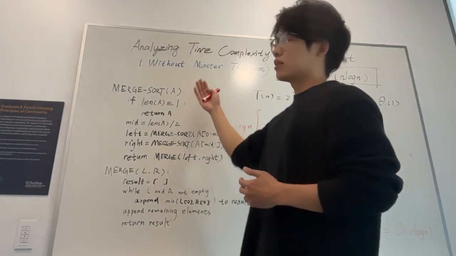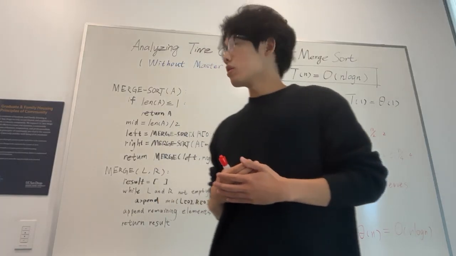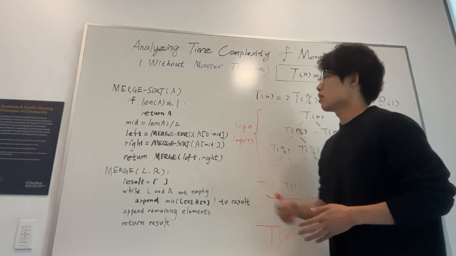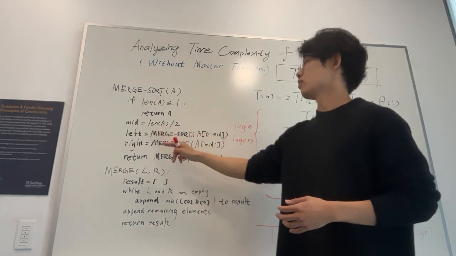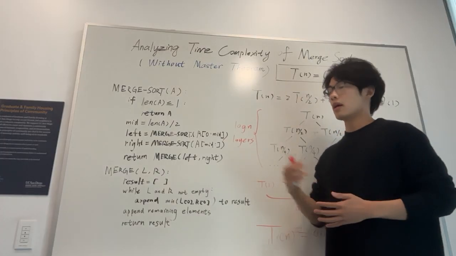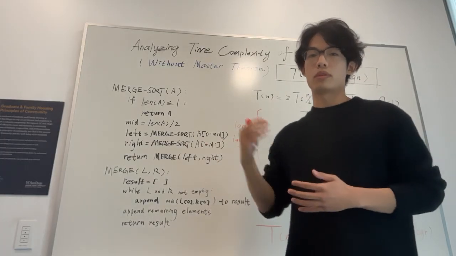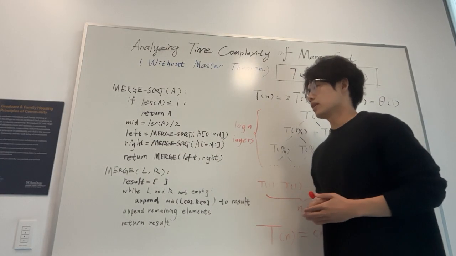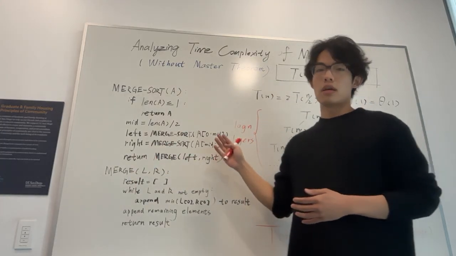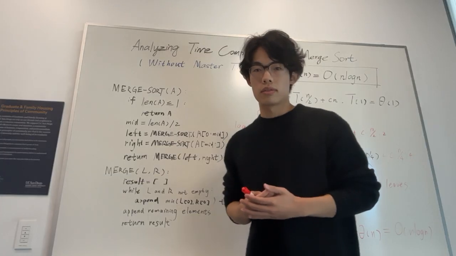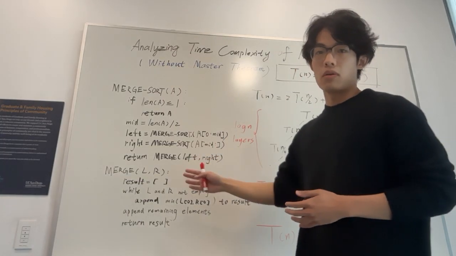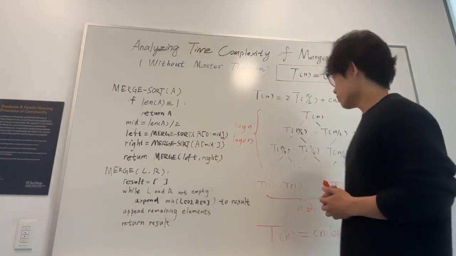Merge sort is a divide and conquer algorithm which divides the array into two parts, and then it recursively sorts the left and the right part. Eventually, it merges the two sorted arrays and gets the final result, which is a sorted array, right? The merge function here visits each element exactly once. So the time complexity of this function is just big O of n, right?